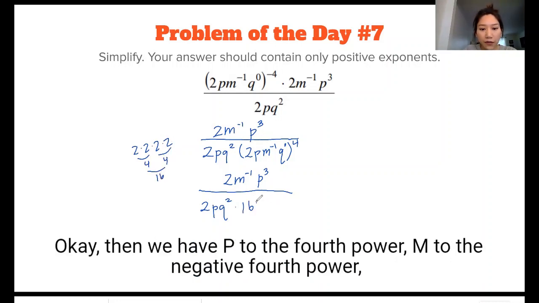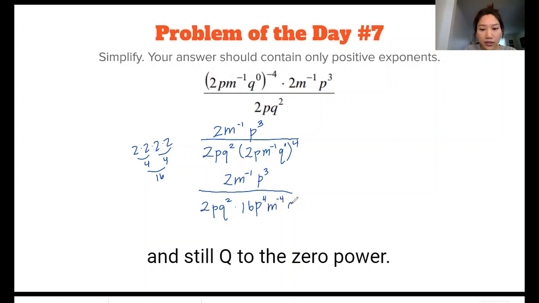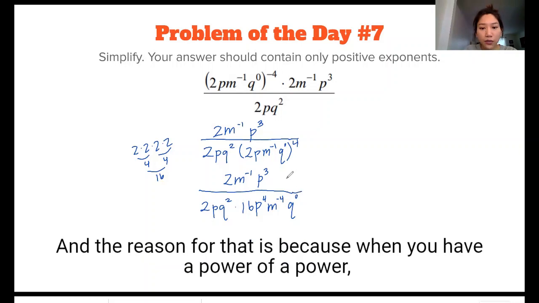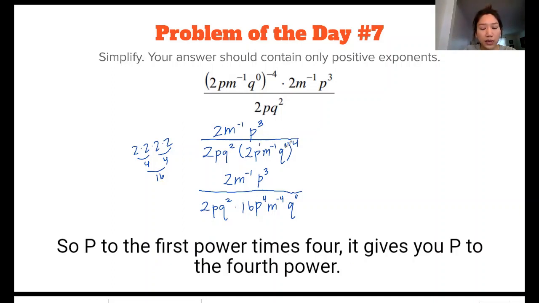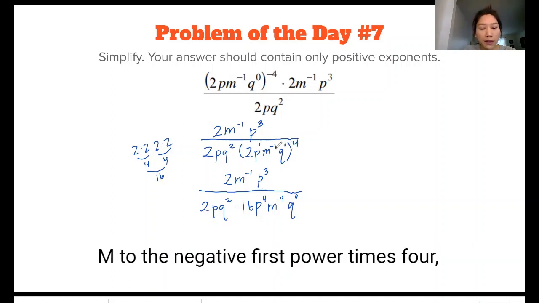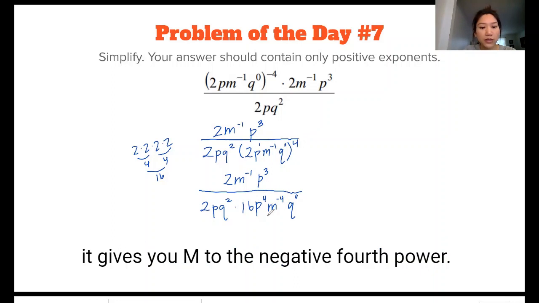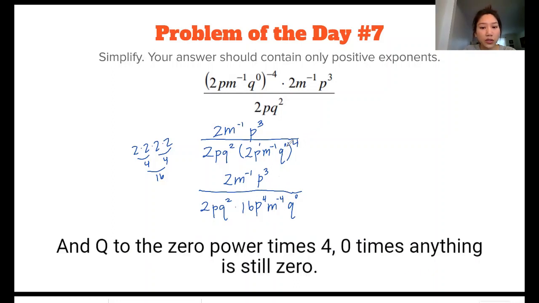Okay, then we have p to the 4th power, m to the -4th power, and still q to the 0 power. And the reason for that is because when you have a power of a power, you're multiplying the exponents, right? So p to the 1st power times 4, it gives you p to the 4th power. M to the -1st power times 4, it gives you m to the -4th power. And q to the 0 power times 4, 0 times anything is still 0.